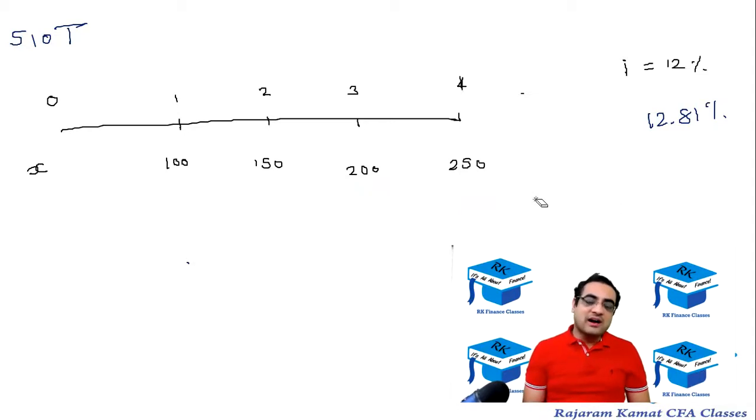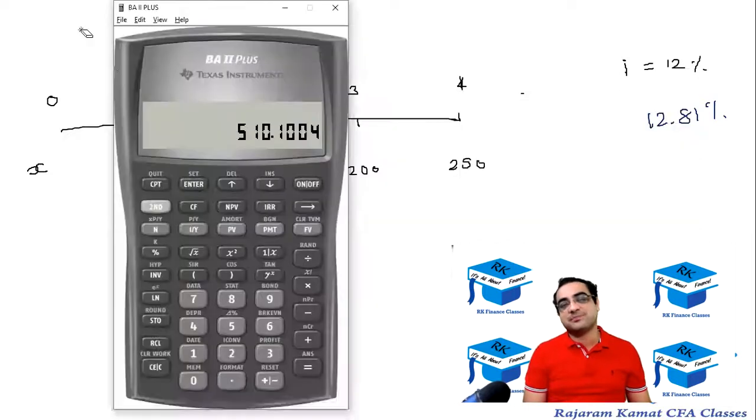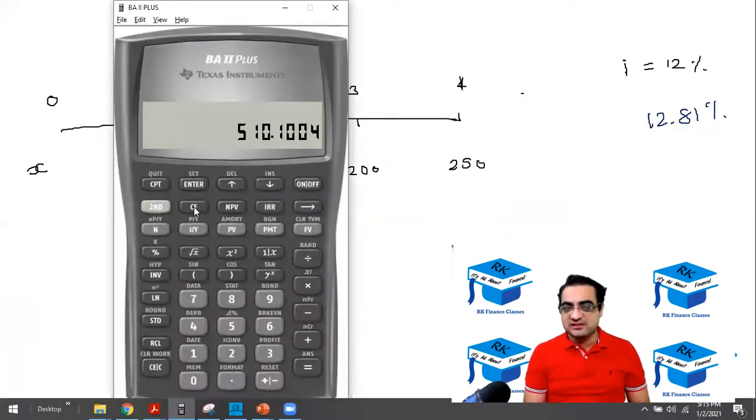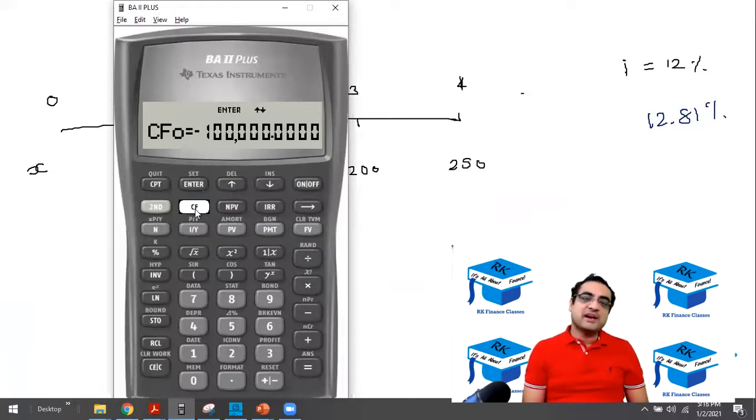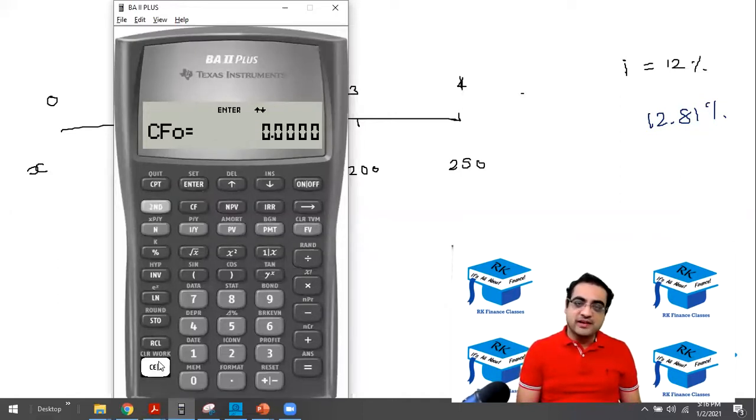Okay, so now I am going to use another function of the calculator, which is called the CF function, which is there in the second row. So press that CF, you might see CF0 equal to 0. I am seeing minus 100,000 because of the previous calculation that I have done. So please press CF, and after that you have to press second CEC. Note the steps: CF, and then press second CEC. That will clear the work of the calculator.